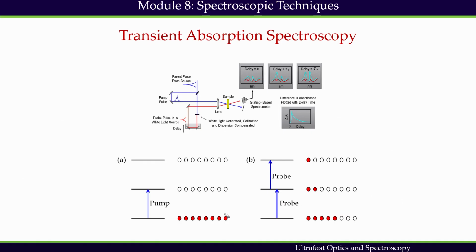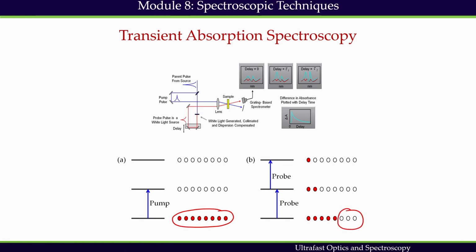The transient spectrum obtained at a particular delay between pump and probe contains contributions from various processes. First, there is depletion in the ground state population. So if the pump is acting on the ground state, there will be a depletion in the ground state population. The pump pulse excites a fraction of the ground state population to the excited state, decreasing the number of molecules in the ground state. That's why we have a depletion.